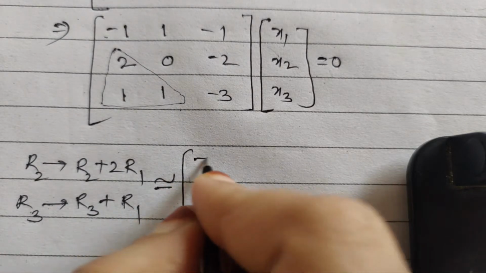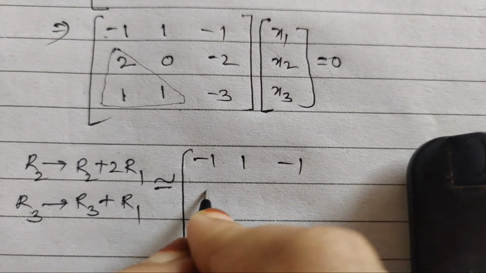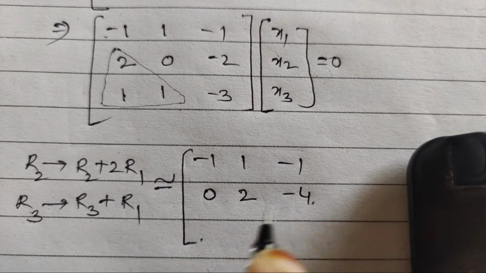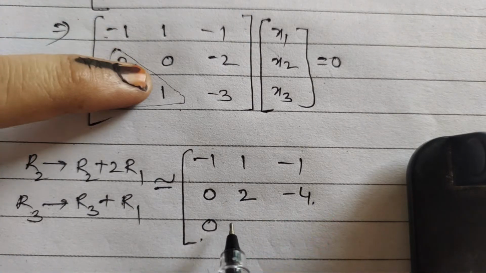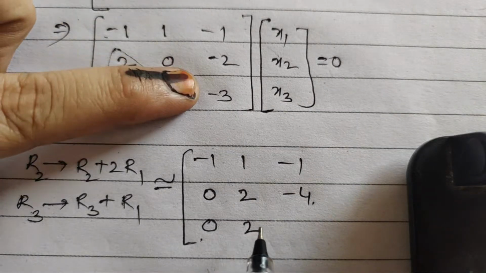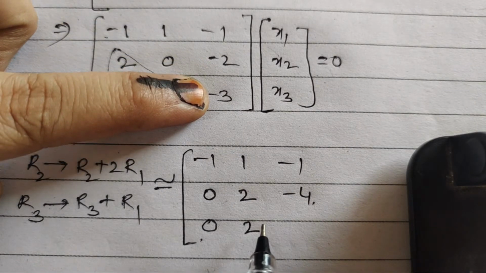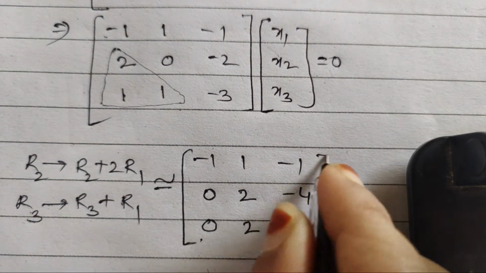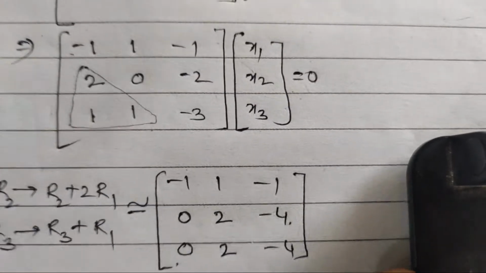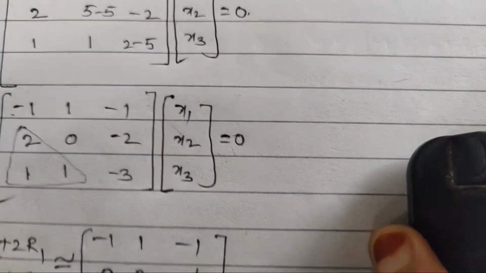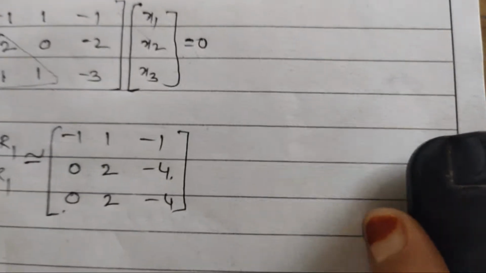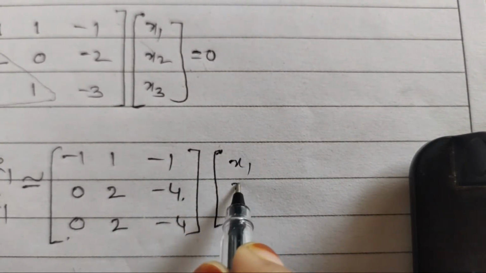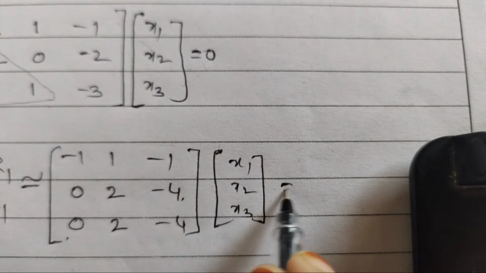It is equal to minus 1, 1, minus 1. Then this is going to be 0, and this is equal to 2 and minus 4. 1 minus 1 is 0, 1 plus 1 is 2. Then minus 1, minus 1, minus 1 minus 3 minus 1 is equal to minus 4. Then x1, x2, x3, which is equal to 0.